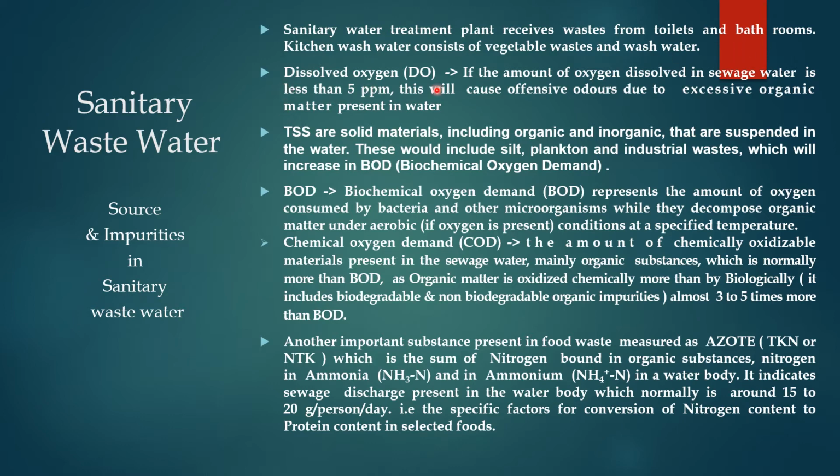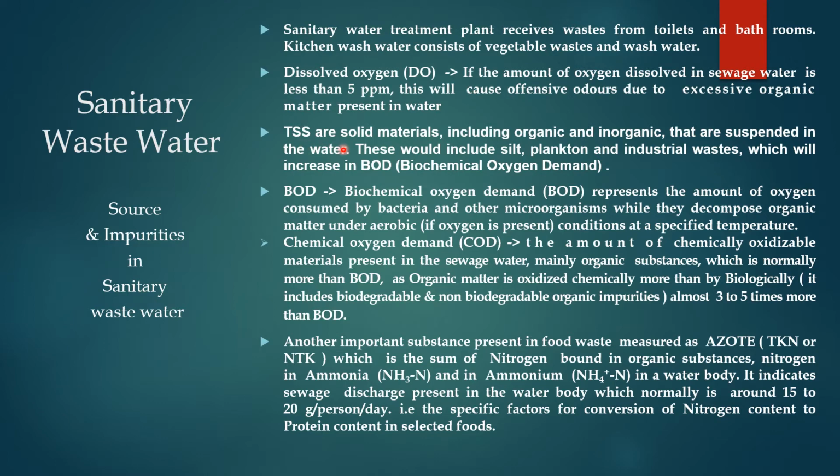The dissolved oxygen is the amount of oxygen which is dissolved in the sewage water. Normally it will be very less. If it is less than 5 ppm, that will give odor, and that is because of the excessive organic matter present in water. The dissolved oxygen value will be less.